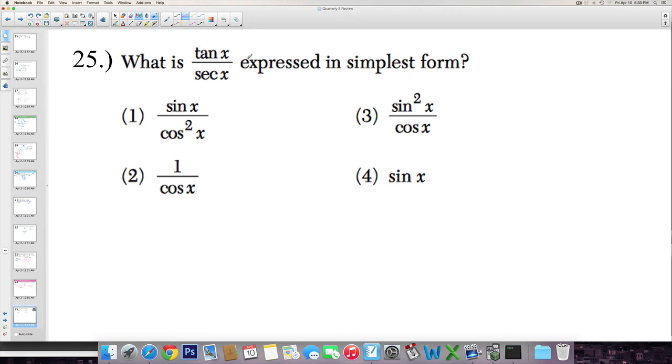Whenever we want to express trig functions in simplest form, just try to get everything over in terms of sine or cosine. That's your best bet. So tangent in terms of sine and cosine would be sine divided by cosine. Secant is the reciprocal of cosine. At this point, we have a complex fraction, so we can multiply by the LCD, which is cosine. These all multiply to 1, and we're left with just sine of x.